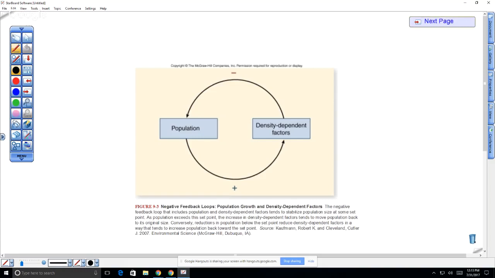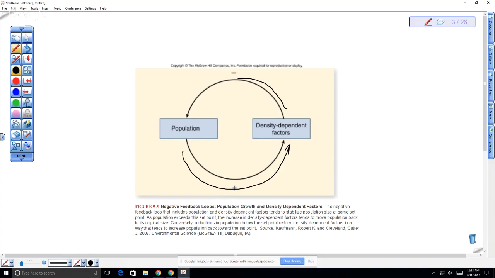So what happens is as the population increases, then you get an increase in the density dependent factors. So the population increases, the density dependent factors kick in, and so they're going to slow or reduce the population growth. And so this helps to maintain a relatively constant population size.